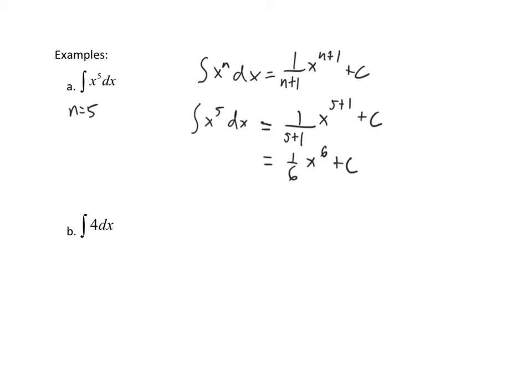If we want to find the antiderivative of just the constant 4, we're going to use this one here. So if we do this where 4 is in place of k, we would get 4x plus c. And if we took the derivative of 4x plus c, you would get 4.